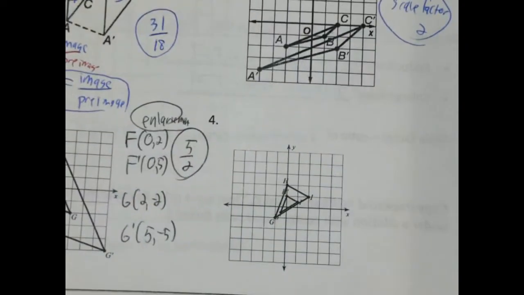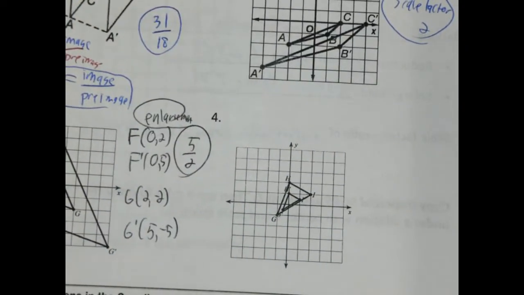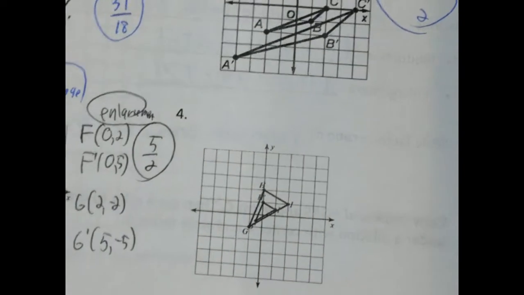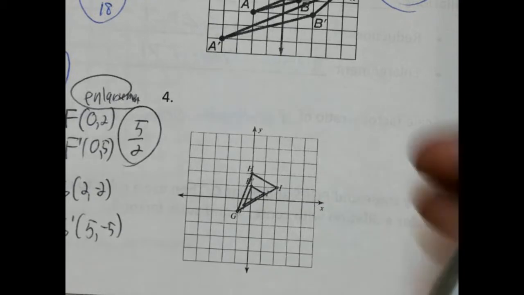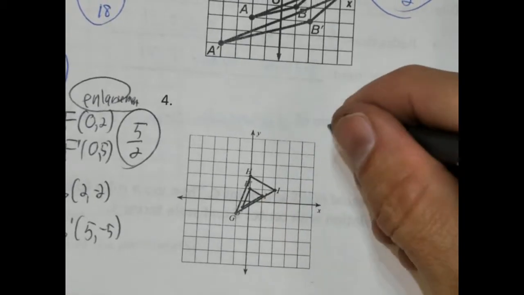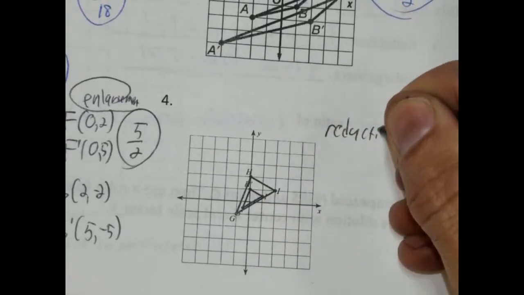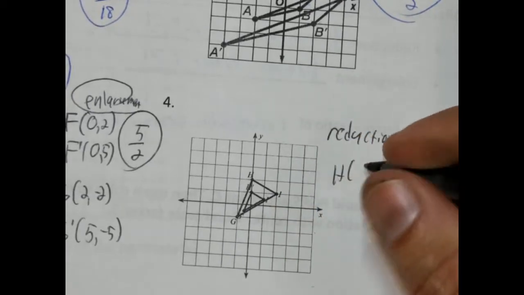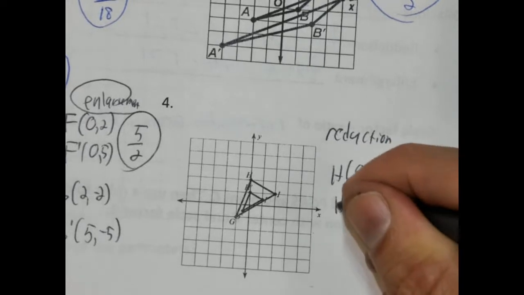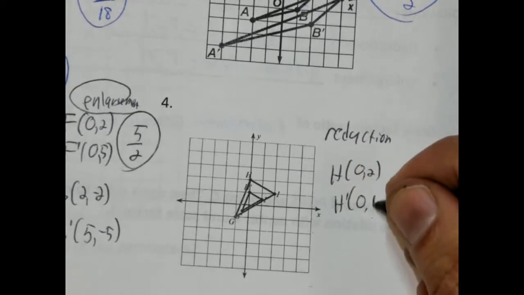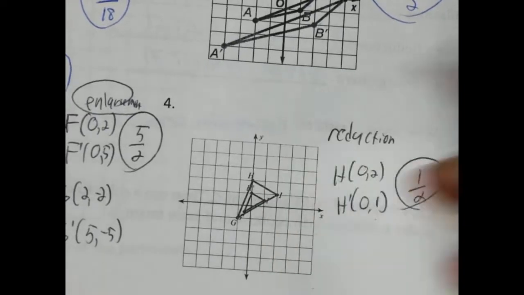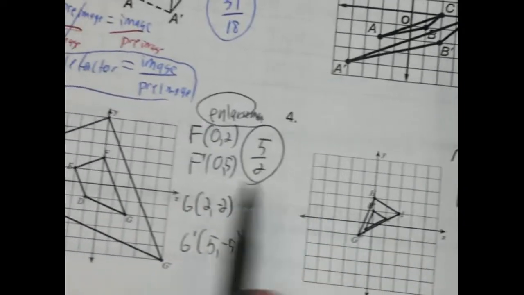Okay, actually pause that for 1 second. Let's check this one out. Now, this is a little harder to read, and these types are always that way. It's definitely a reduction. Let's use the coordinate method here. So H is 0, 2. H prime is 0, 1. Yep, 1 over 2, that's our scale factor. It's half the size. This is the best way to figure out the scale factor using coordinates, by far.